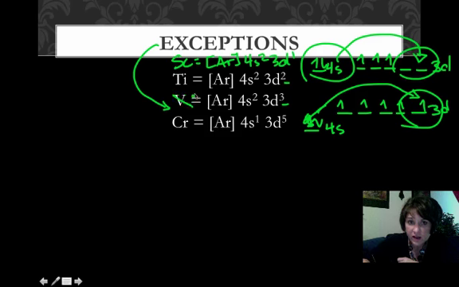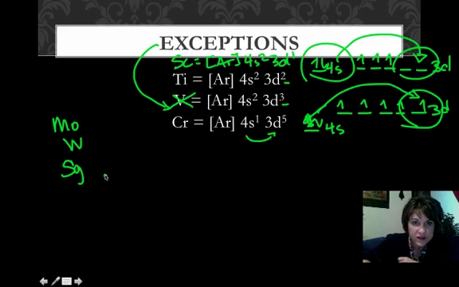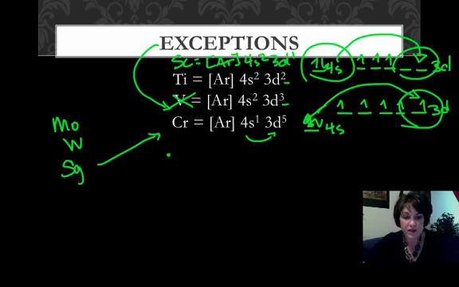So vanadium doesn't do anything weird, but chromium kicks one out of the s and puts it into the d every single time. And it's not just chromium, but the entire chromium family. So molybdenum and tungsten and seaborgium would all arrange their electrons the same way that chromium does, taking one out of that s orbital and promoting it to the d orbital to improve the stability of the entire structure. And that's not the only one that does. Let's look at another exception.